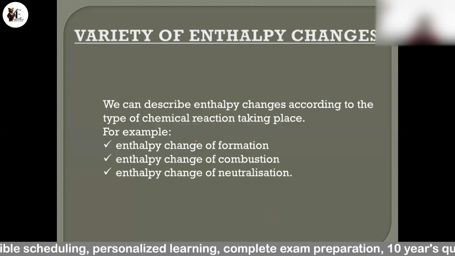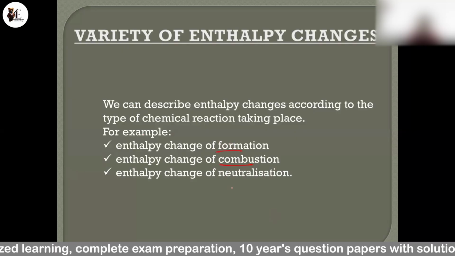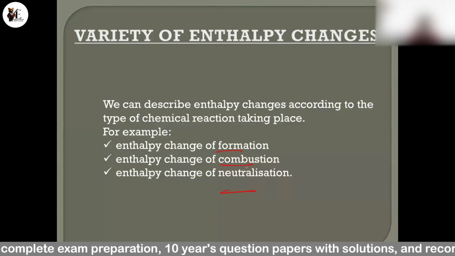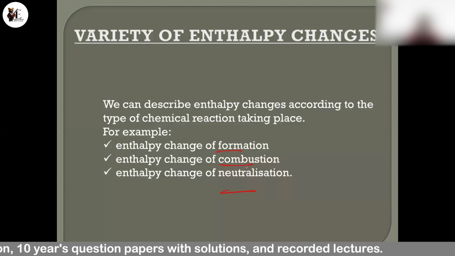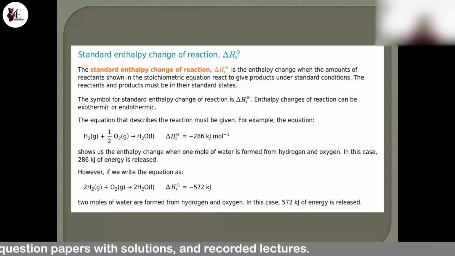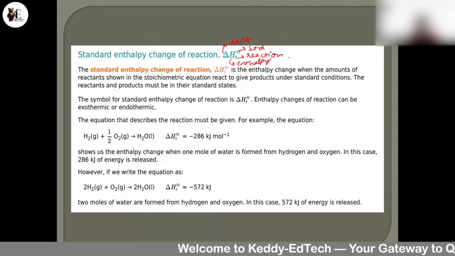There are many enthalpy changes, but we are focused only on the important ones: enthalpy change of formation, enthalpy change of combustion, and enthalpy change of neutralization. These are enthalpy changes which happen according to the type of chemical reaction that takes place. First is the standard enthalpy change of reaction. In its symbol, the delta is for change, H is for enthalpy, the circle is for standard, and R is for reaction. So all the terms have their particular meaning.